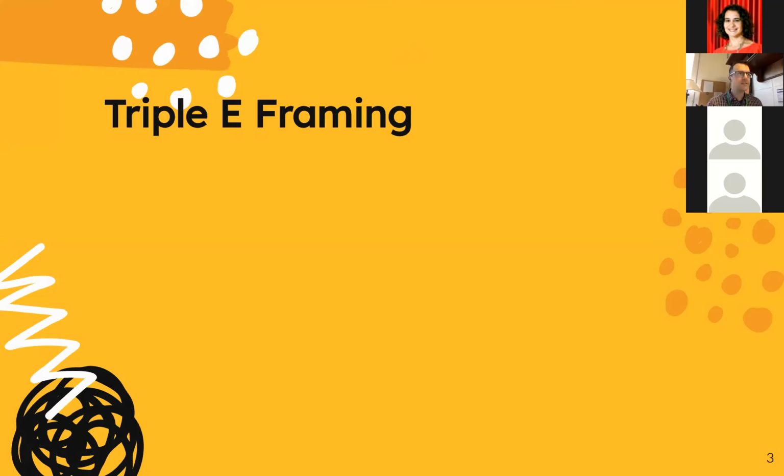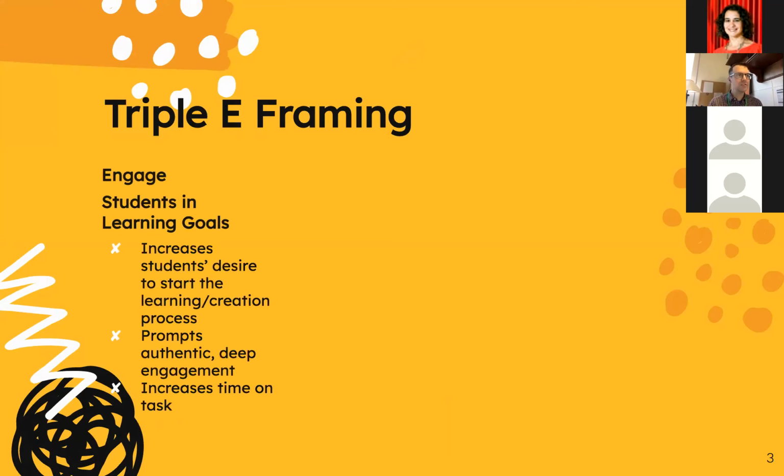All right, let's talk about what we're going to do, and let's talk about it from the Triple E framework. We're talking about small scale creativity for any lesson. I will give more of a definition, but just to frame our discussion, engaging students in learning goals, the idea of what we're going to work on today, increasing students' desire to start the learning and creation process, authentic, deep engagement with the prompts you give them.